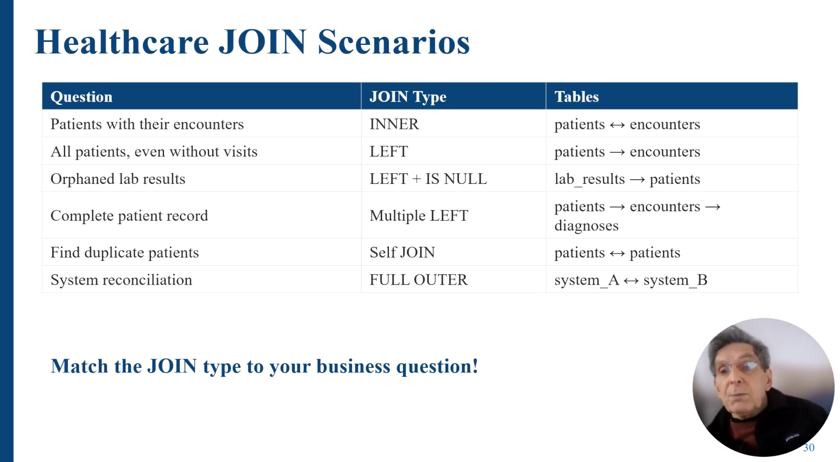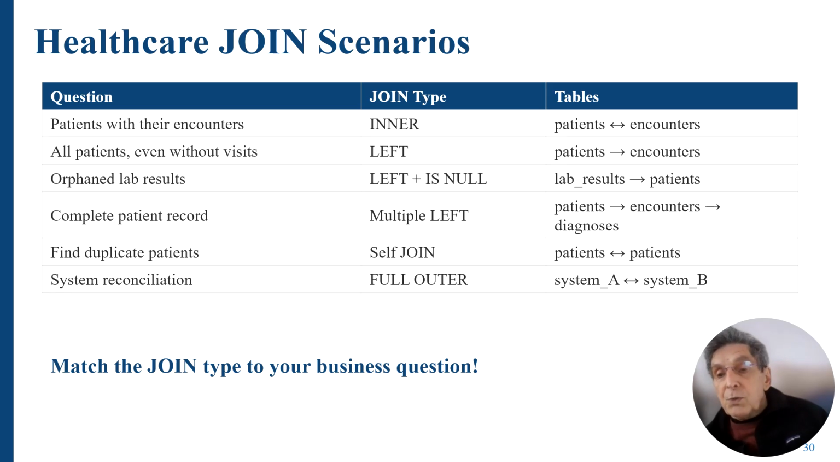All right, this reference table maps common healthcare questions to the appropriate join type. Patients with their encounters, you can use the inner join. All patients, even without visits, then you have to do the left join. Or finding orphan records, then you need to have the left join plus is null. Complete patient record across multiple tables, you're going to do multiple left joins. To identify duplicates, you're going to do a self join. And system reconciliation, you're going to do a full outer join.